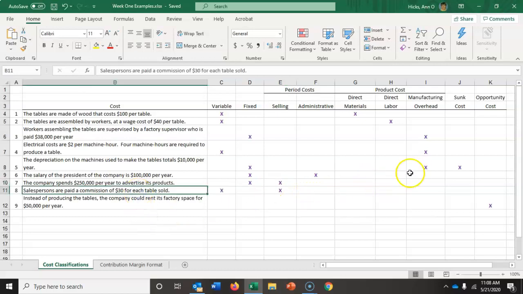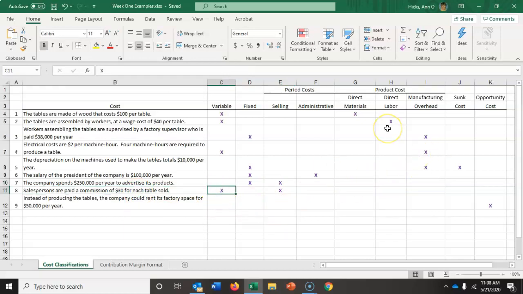Number 8, salespersons are paid a commission of $30 for each table sold. Notice I've put that under variable cost. The more tables we sell, the more commissions we will end up paying. However, it is also a period cost, specifically a selling cost. Again, keep in mind, variable and fixed can apply to period or product. But the commissions are related to the selling, not the manufacture, and therefore they are a period cost.